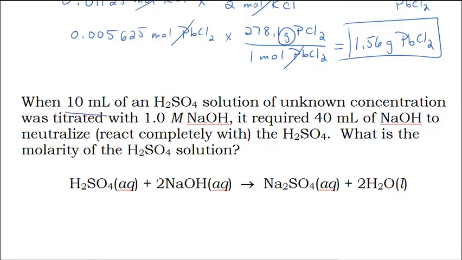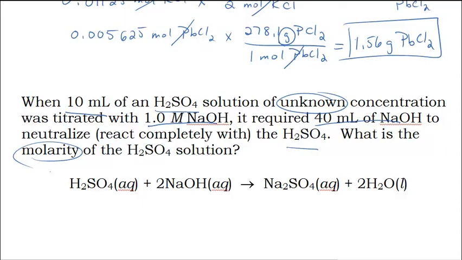We have 10 milliliters of H2SO4, sulfuric acid, that's of unknown concentration. We then titrate it with a solution that we know more about. We have 1 molar sodium hydroxide, and it takes 40 milliliters of sodium hydroxide to neutralize the sulfuric acid. What is the molarity of the H2SO4 solution?